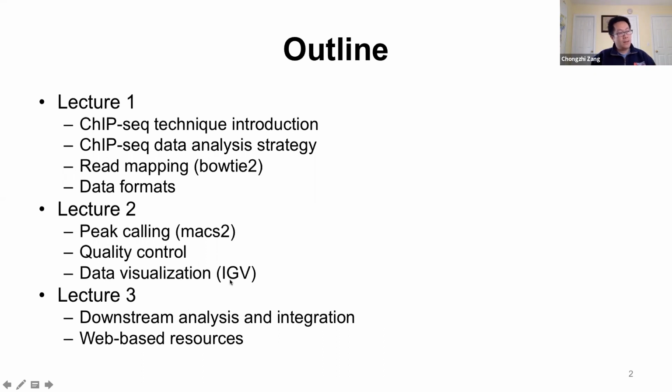On Friday, for lecture 3, I'll be introducing some possible downstream analysis and integration tools and several web-based resources. After we get the ChIP-seq data processed and obtain all the peaks, how do we further analyze that to get biologically meaningful information and interpret the data?